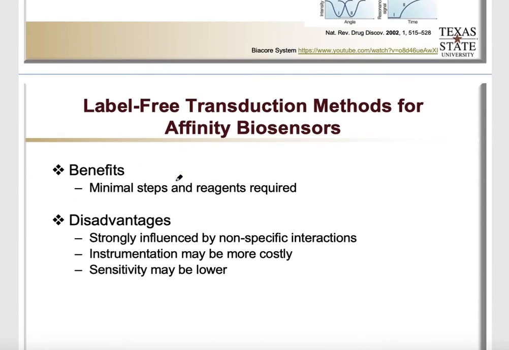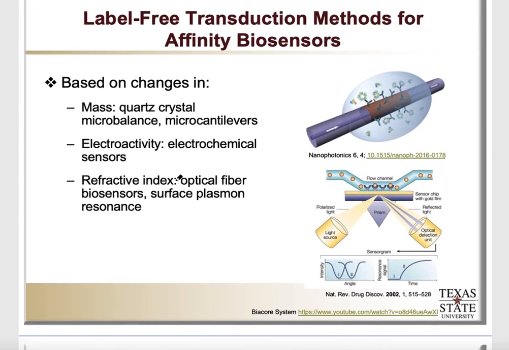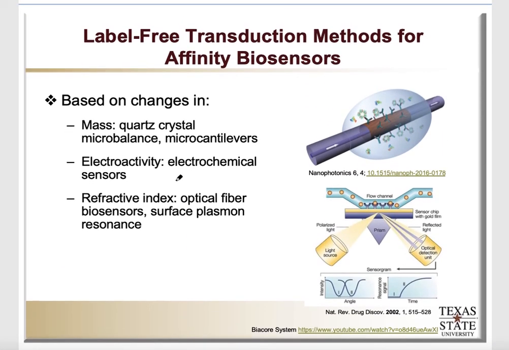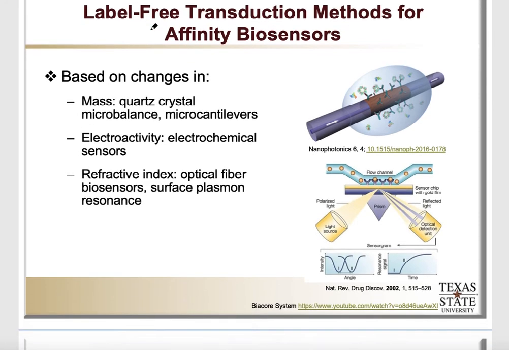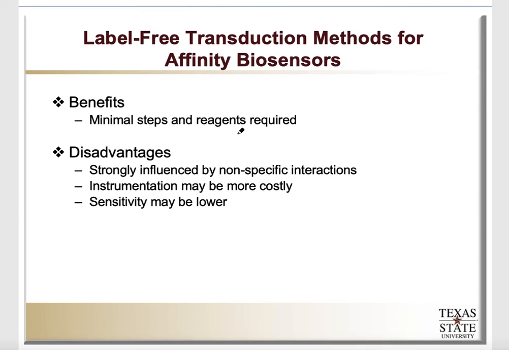All right. So what are the benefits of these label-free transduction methods? Let me back up. In this case, we are directly measuring the binding in that we don't need a secondary reagent to be able to do the detection. When the binding occurs, that binding already generates a signal. That's what label-free means. So what are the benefits here? Well, the benefit is that you have minimal steps and reagents that are required because the binding event is detected immediately. The disadvantage is that it is strongly influenced by non-specific interactions.